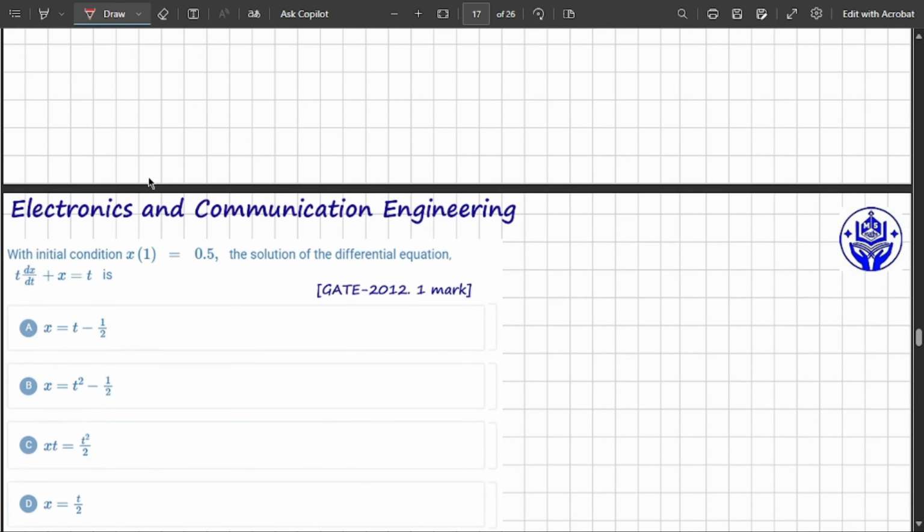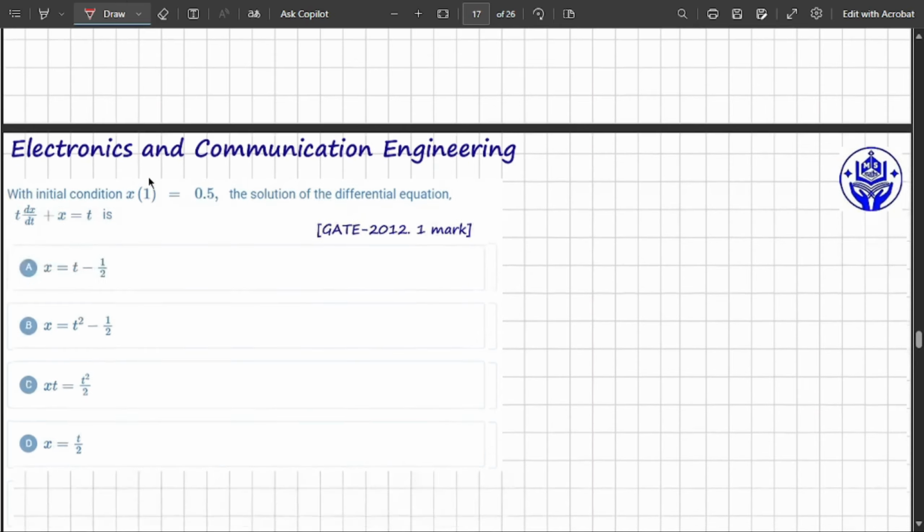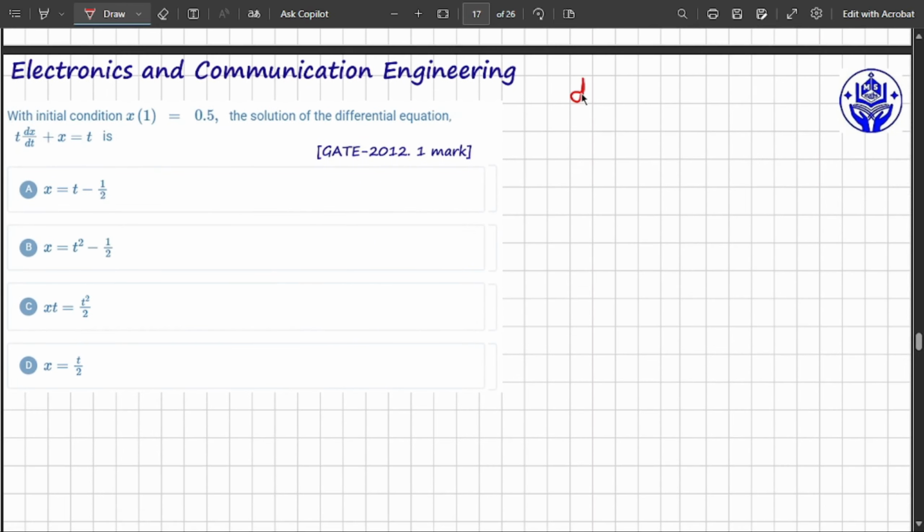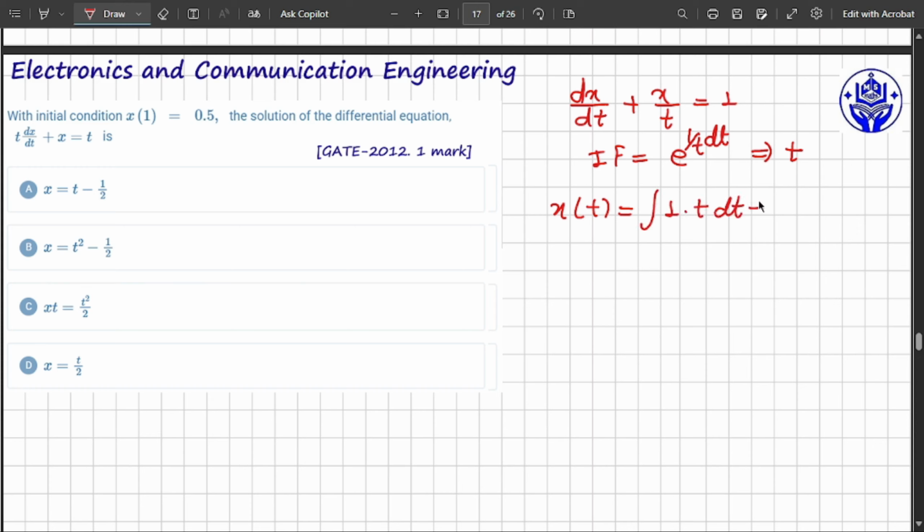So the next question is related to 2012, and it is a 1 mark question. We have an initial value problem. Of course, we can write it as dx by dt plus x upon t is equal to 1. Now, what is the integrating factor? We just find the integrating factor, e to the power of the integral of 1 by t dt, which is log of t, and it is t. So this will be x into the integrating factor equals the integration of the right hand side into the integrating factor dt plus c. So x of t is equal to t square by 2 plus c.